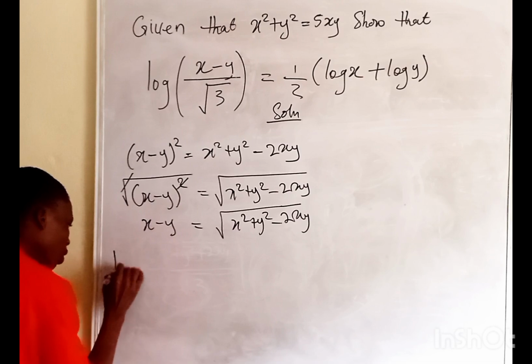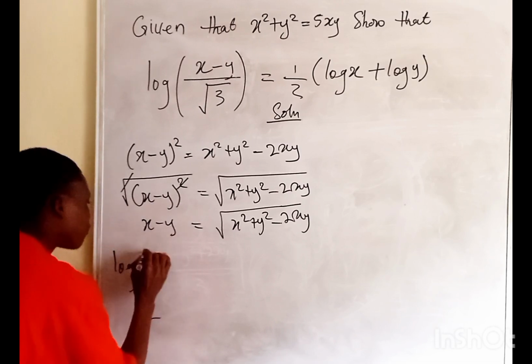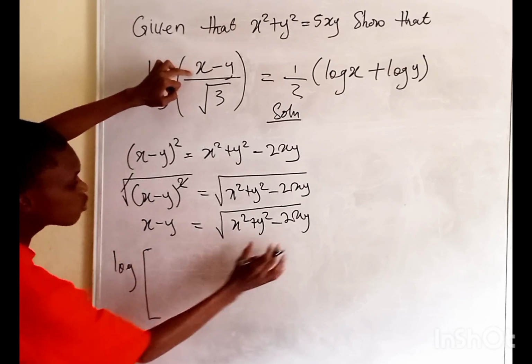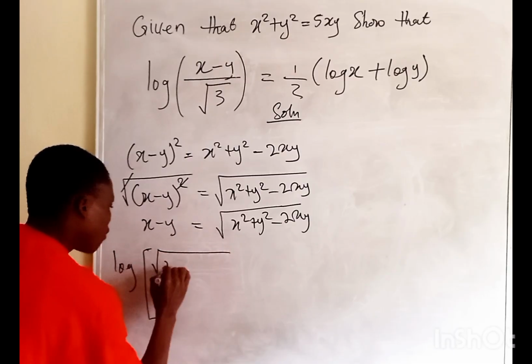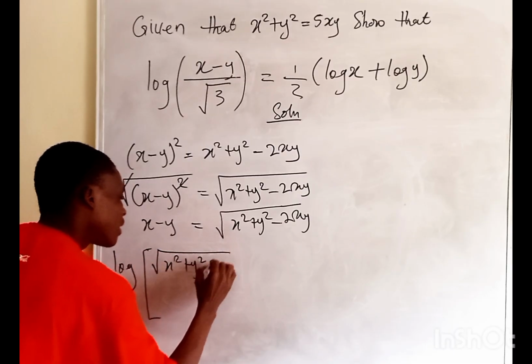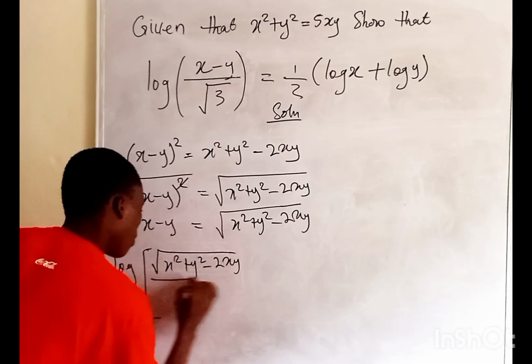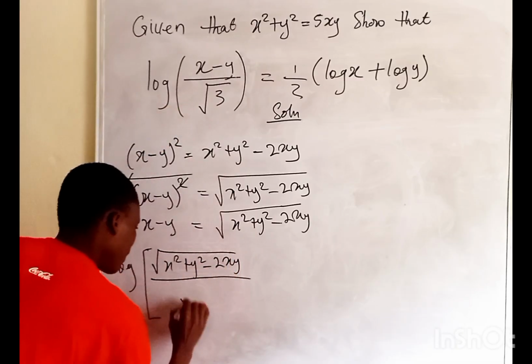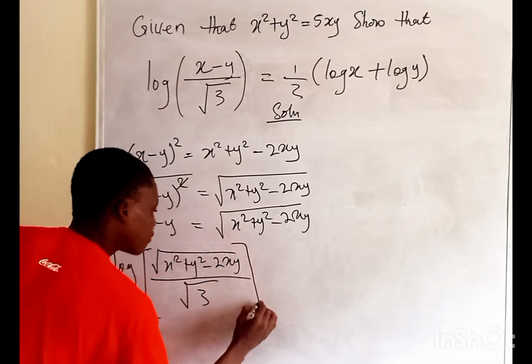So from here, we say this is log of x minus y. We have to put this expression, the square root of x squared plus y squared minus 2xy, all divided by the square root of 3.